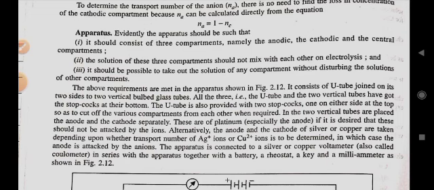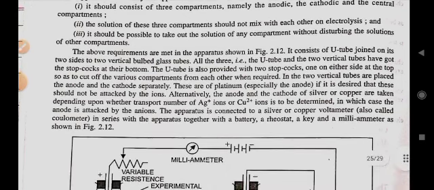Apparatus. Evidently, the apparatus should be such that it should consist of 3 compartments, namely the anodic, the cathodic, and the central compartment. Second, the solutions of these 3 compartments should not mix with each other on electrolysis. Third, it should be possible to take out the solution of any compartment without disturbing the solution of other compartments. The above requirements are met in the apparatus shown in the figure.